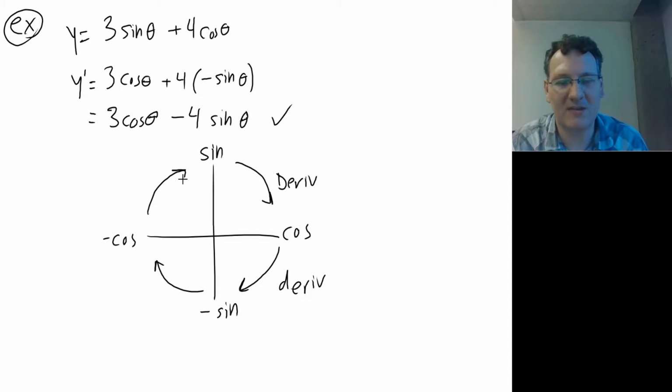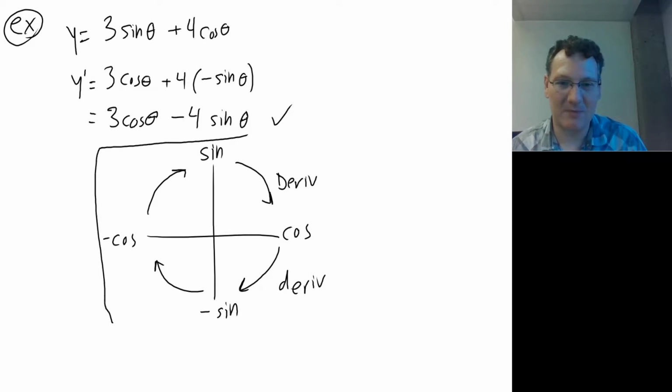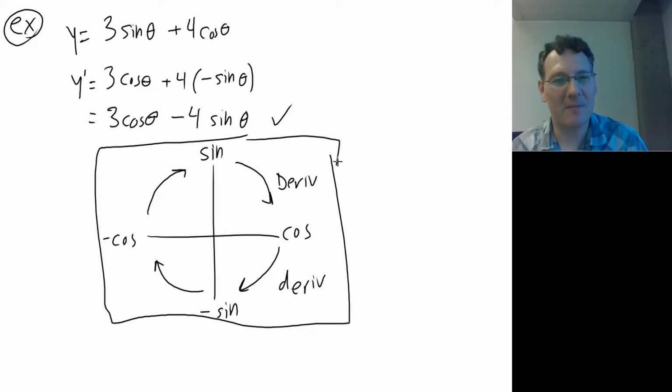The derivative of the sine is a cosine. The derivative of the cosine is a negative sine. The derivative of the negative sine is negative cosine. The derivative of negative cosine would be positive sine. And remembering this picture in my mind helps me keep straight what's negative and what isn't. So that might be helpful for you.